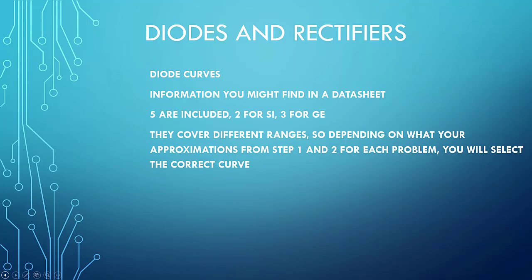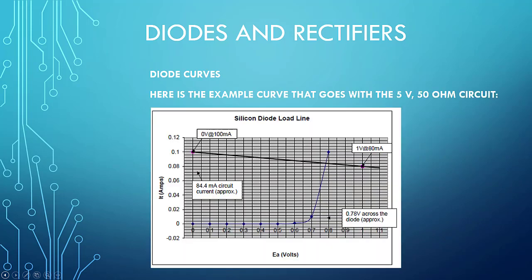All right, so again, diode curves, you'll find them in a data sheet. And again, 5 are included in your lab, 2 for silicon, 3 for germanium. Make sure that you choose the right one for each problem. Here is the curve that goes with that 5 volt 50 ohm circuit, and you can see that the diode crosses that load line right at about 0.78 volts.